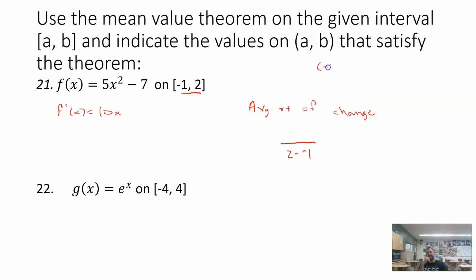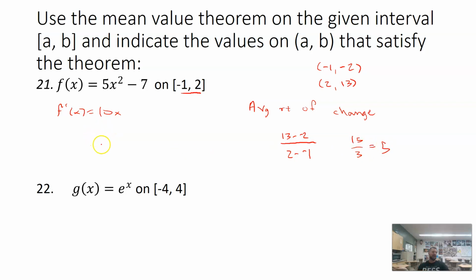On the top, in order to find the y values, I have to take those and plug them in. So I take negative 1 and I plug it into the function and I get negative 2. I take 2 and I plug it into the function and I get 13. So what I have here is 13 minus negative 2. That's 15 divided by 3, so my average rate of change is 5.